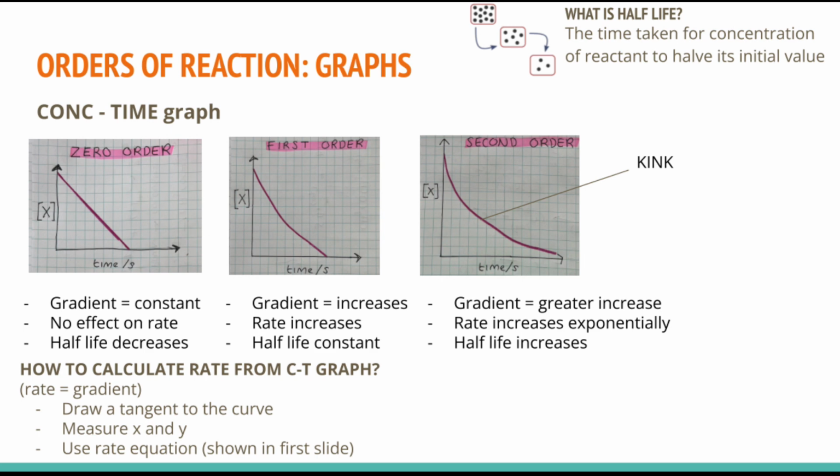In this case, the rate is the gradient. So first thing you want to do is draw a tangent to the curve. But as you can see in the zero order, there's no curve. That means there's no effect on the rate here. After this, you want to measure x and y, and then you want to use the rate equation, which I mentioned above. The rate equation meaning the change in concentration divided by time.